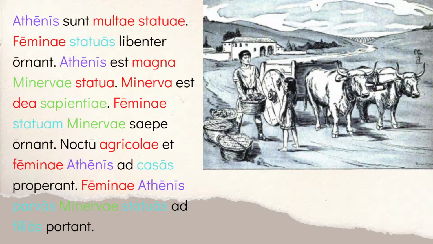Noctu agricolae et feminae Athenis ad casas properant. Okay, so at night, again, we'll learn what noctu really is. It is actually ablative, but ignore it. Just think of it as a vocab word. So at night, the farmers, the agricolae, and the women, the feminae, properant, they hasten, right? They hasten Athenis. Here, again, we have an ablative used without a preposition.